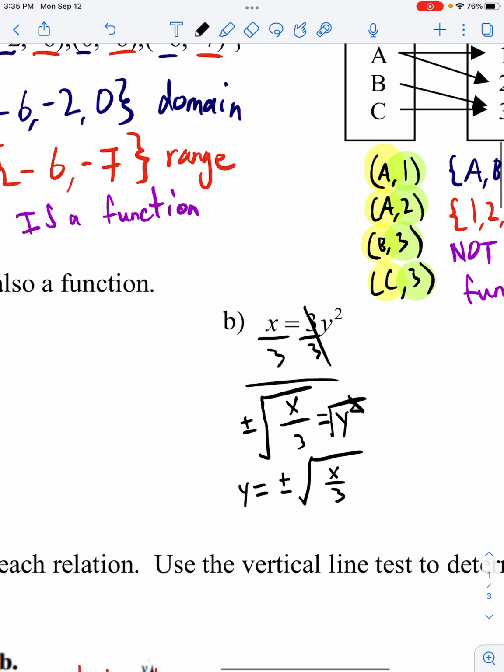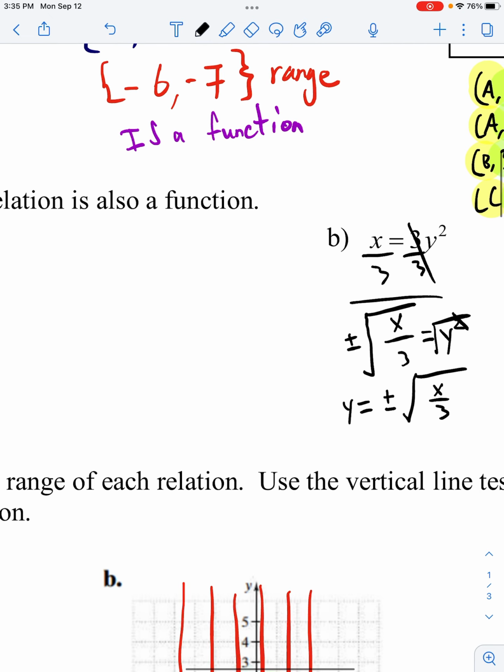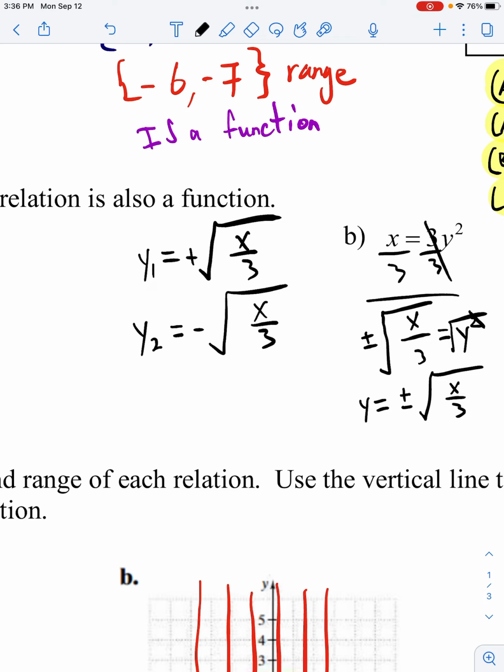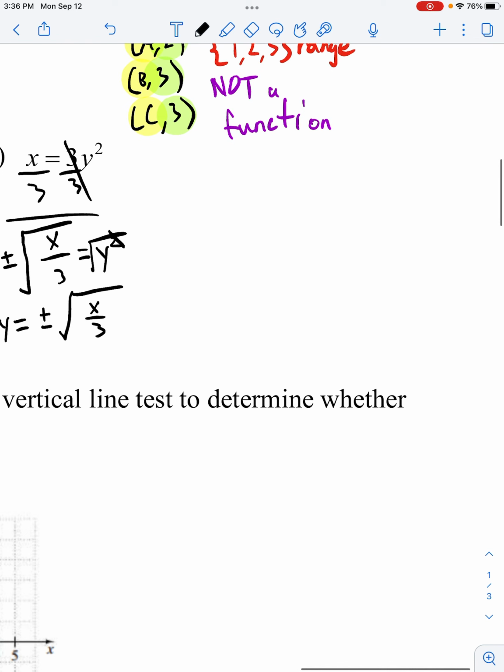Now, when we graph this, we have to graph 2 curves in our TI-84 graphing calculator, or 83 if you have that. You get y sub 1 equals positive square root of x over 3. You're going to graph y sub 2 equals negative square root of x over 3. So try that. Maybe pause here and try that in your graphing calculator. You should get something that looks a lot like this.